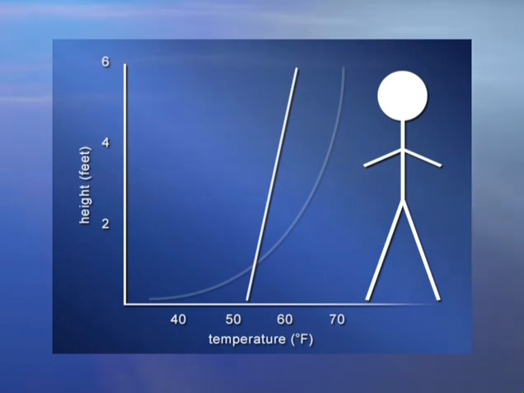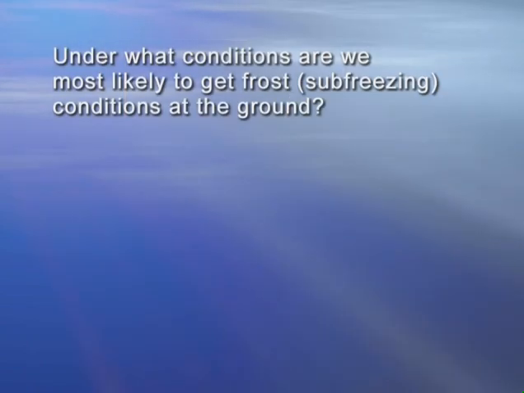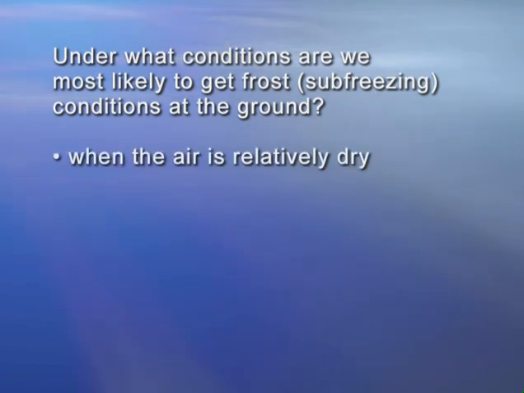Okay, a few more questions. Under what conditions are we most likely to get really cold temperatures at the ground? I can think of 4 of them. First, when the air is relatively dry, there's less water vapor to trap outgoing long-wave radiation, which is part of the greenhouse effect. Other things being equal, less humid nights are cooler than more humid nights.